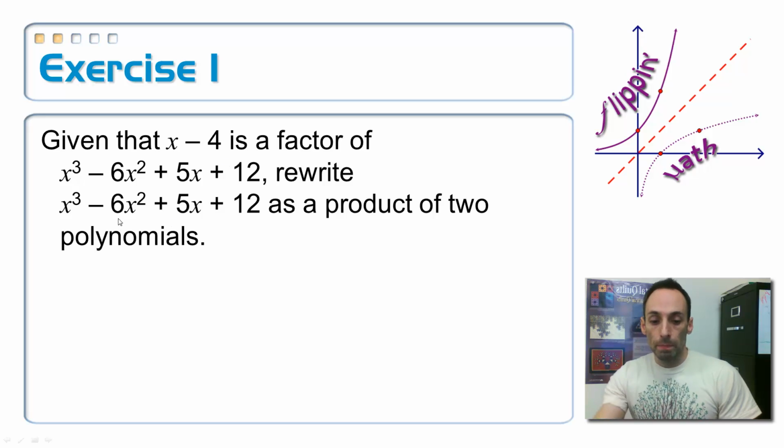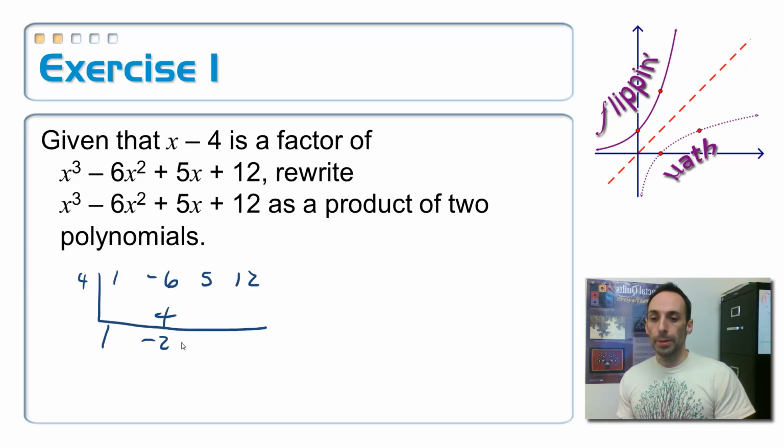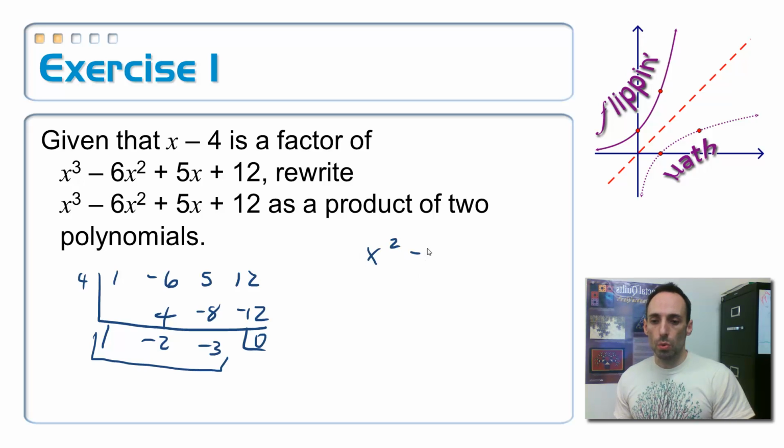Okay, so this is of the form that I could use synthetic division on, so that's what I'm going to go ahead and do. So 4 on the outside, and then across the top, it doesn't look like I'm missing anything, so a 1, a negative 6, a 5, and a 12. Bring down the 1, multiply by 4, negative 2 by adding them. Multiply by 4, negative 8, negative 3 when I add it, times the 4 is negative 12. I get a remainder of 0. So the answer, the quotient, is x squared minus 2x minus 3.